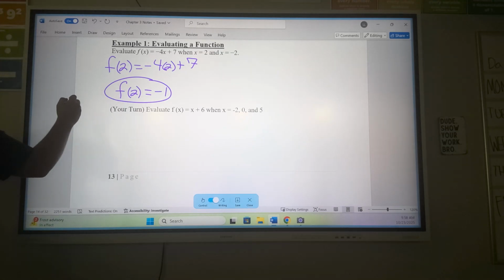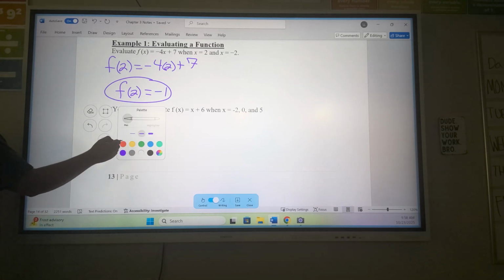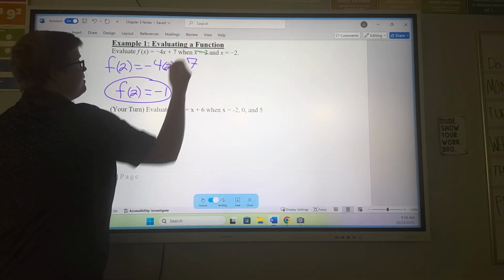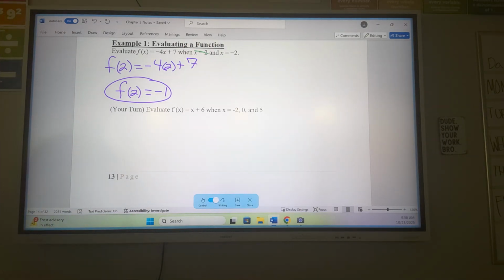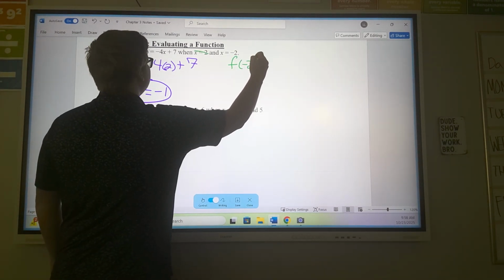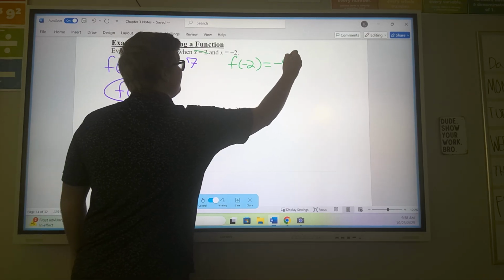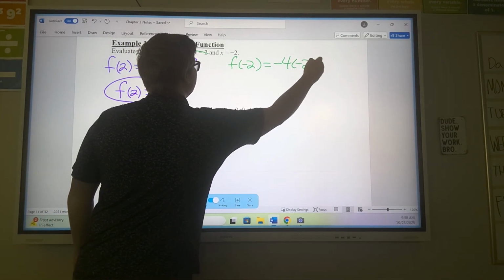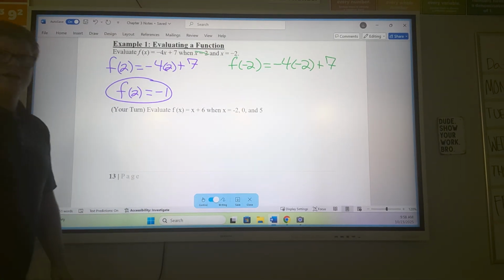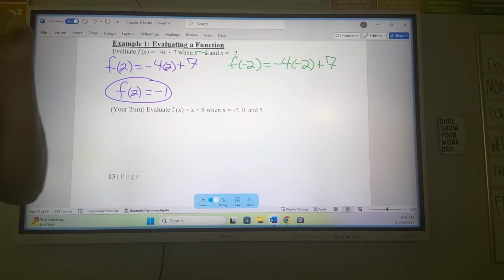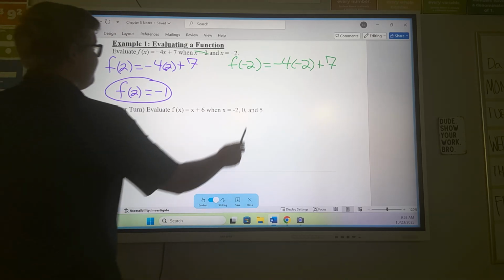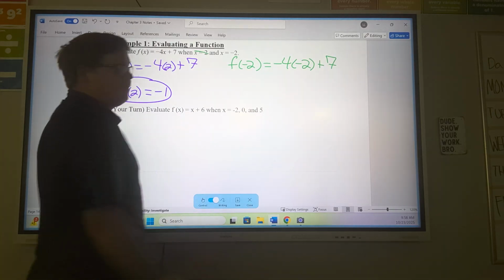So now we're going to do the negative 2. We're going to change colors. So we've already plugged 2 in. Let's take that off our list. Now we got to plug negative 2 in. So we have f of negative 2 equals negative 4 times a negative 2 plus 7. Okay, so like I said before, the only thing I did is I took that negative 2 and I plugged it in for this x and for this x.